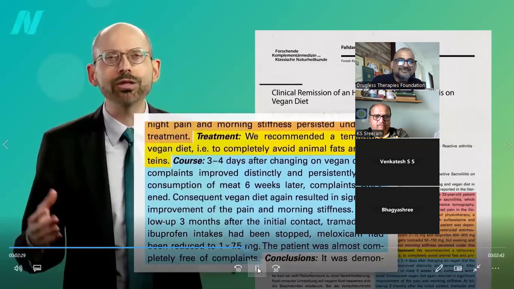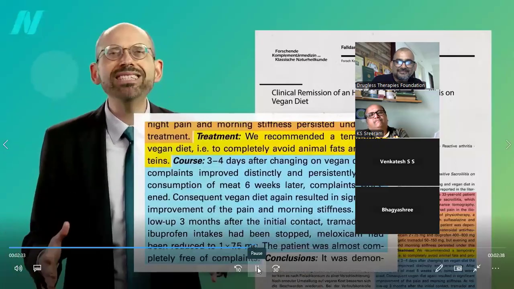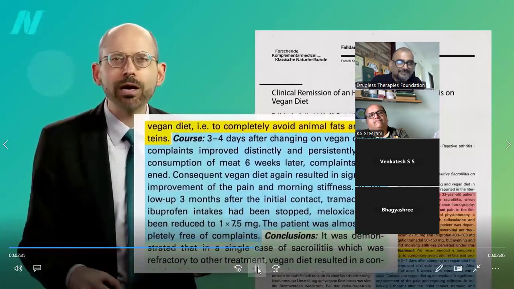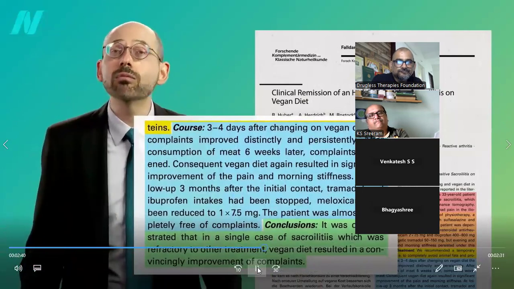Back on plant-based nutrition, he was off most of his drugs, almost completely free of symptoms. So at least in this case, inflammatory pain refractory to other treatment was abolished by eating healthier. So, hey, at least it's worth a try.